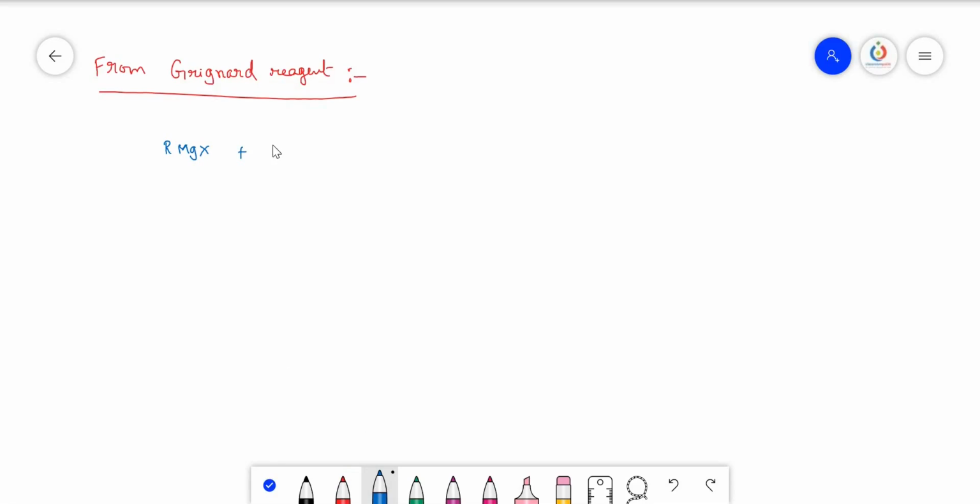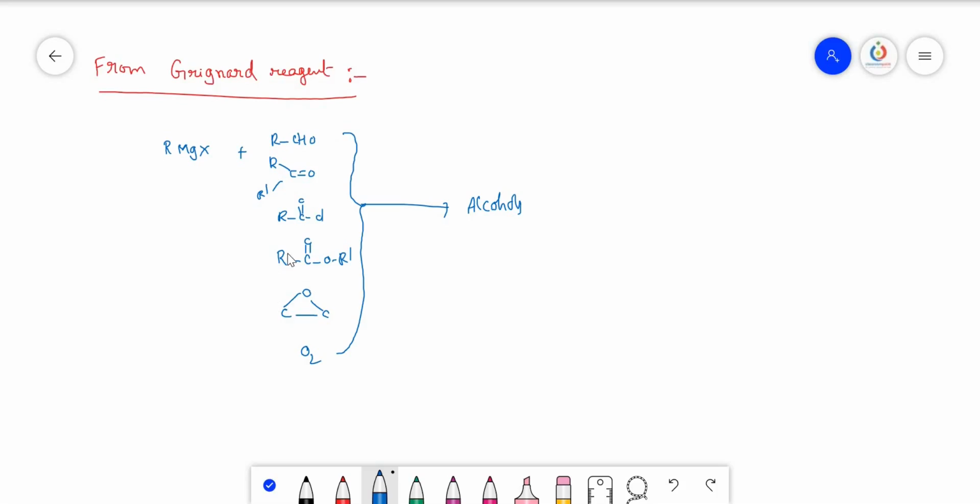It may react with aldehydes and ketones, acid chlorides, esters, not ethers, epoxides (cyclic ethers are called epoxides), and also with oxygen. So RMgX reacts with all these compounds and gives alcohols.